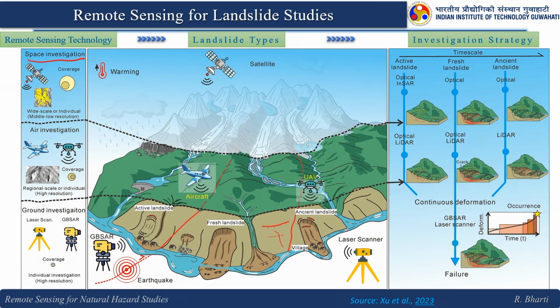So, here you can see this is the space investigation. Here you have satellites, and here you can monitor a particular area, how parameters are changing, right. Then comes the air investigation, that is the airborne survey, and here you have UAVs, space aircrafts, those will be used to generate high spatial resolution data sets. Then we have the ground investigation. So, we have the laser scanner or the GBSAR. GBSAR is basically ground based synthetic aperture radar. So, this is very useful in identifying minute changes or deformation in the study area.